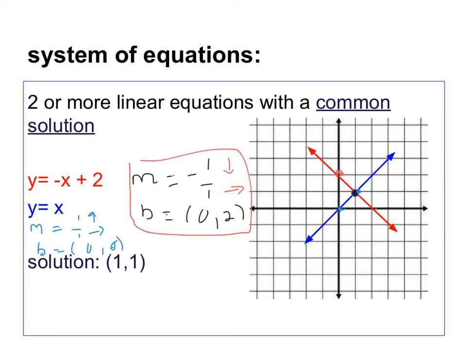And we find that these two lines cross at 1, 1. That is the point that the two lines have in common. That is the solution. So the solution to a system of equations is the point that they share. The red line and the blue line both share 1, 1. That's the only point that both lines have in common.